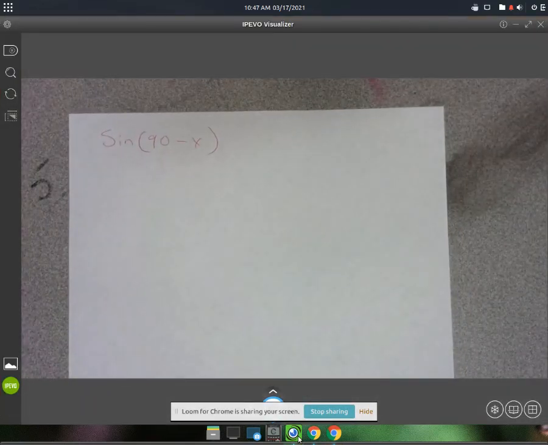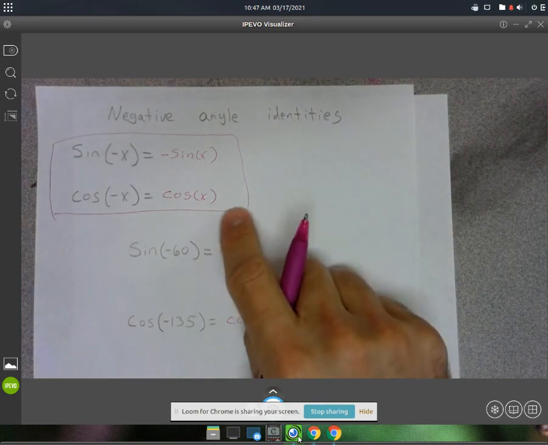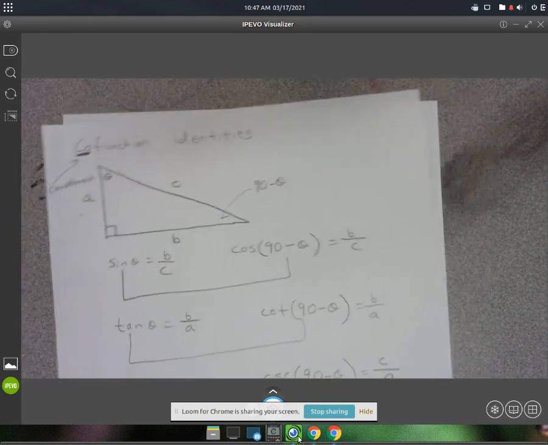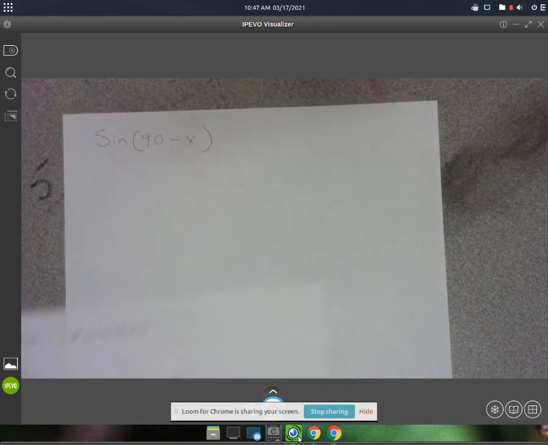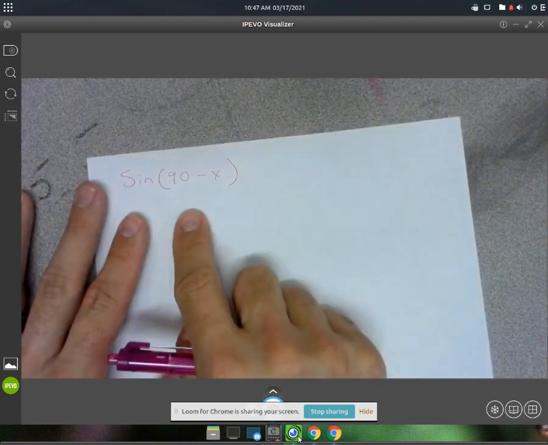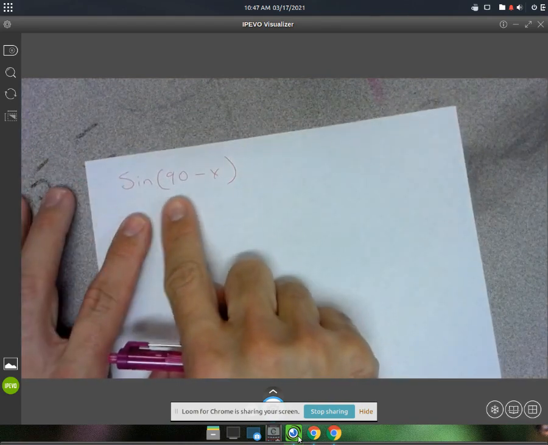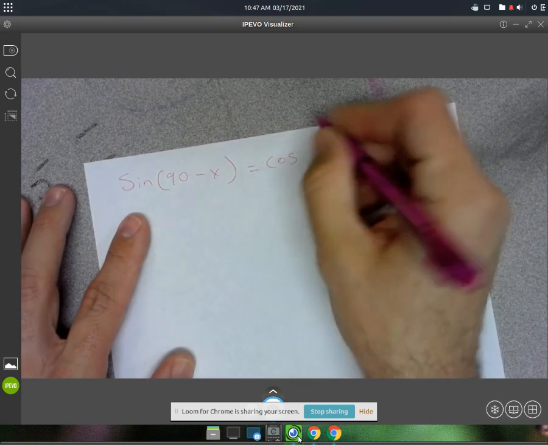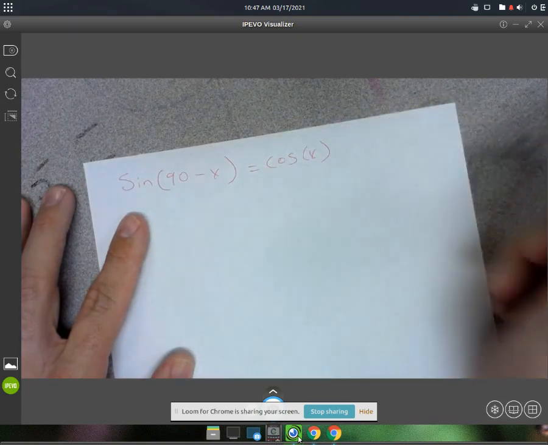All right, kids. So we are going to combine the old negative angle identities with those co-function identities that we had talked about before. So we already know that sine of 90 minus x is equal to cosine of x.